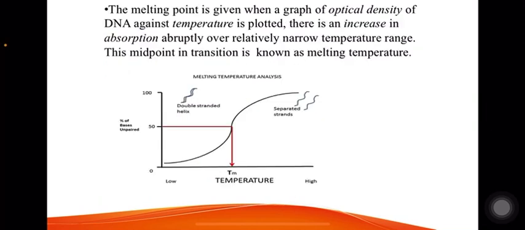is given when the graph of optical density of DNA against temperature is plotted. There is an increase in absorption abruptly over a relatively narrow temperature range. This midpoint in transition is known as melting temperature or Tm.